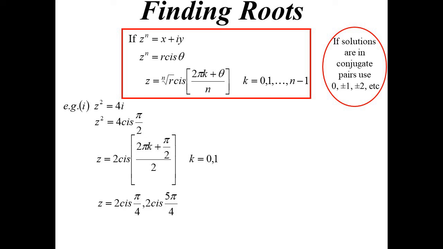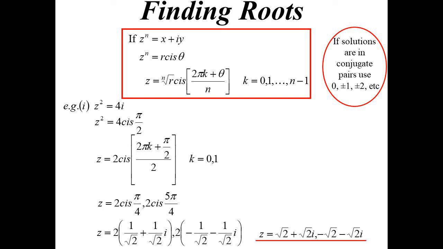So I end up with 2 cis pi on 4 and 2 cis 5 pi on 4. I know what they are because they're nice exact values, 45 degrees. So 2 times 1 on root 2 plus 1 on root 2 i, and 2 times minus 1 on root 2 minus 1 on root 2 i.